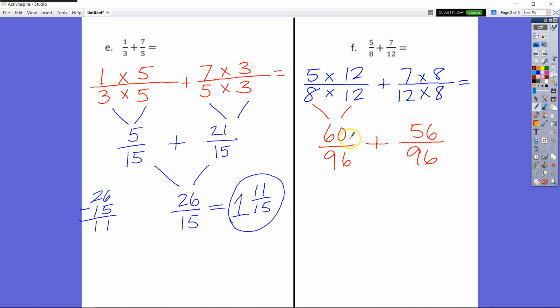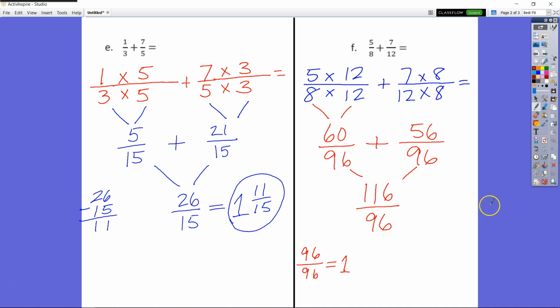We got 6 ones plus no ones equals 6 ones. And then we have 5 tens plus 6 tens equals 11 tens, or 110. And then we're going to divide that by 96. We have 116 over 96. So we know that 96 over 96 is equal to 1 whole. We can take out 96 of the 116 and have 1 whole.